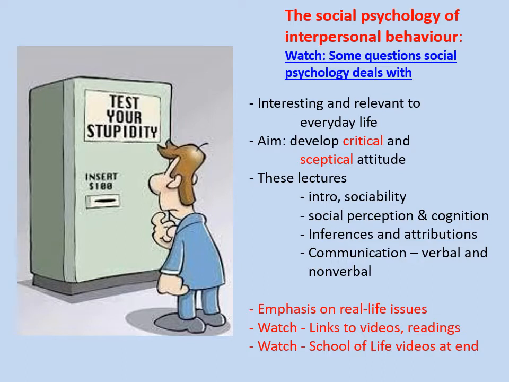The first two lectures will look at Introduction to Social Psychology and the nature of human sociability. What kind of social animals is or are we, Homo sapiens? The next lectures will look at social perception and cognition. How do we perceive each other? How do we form impressions?